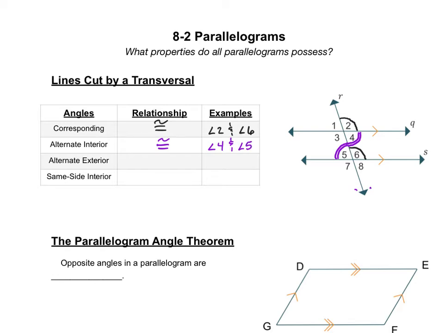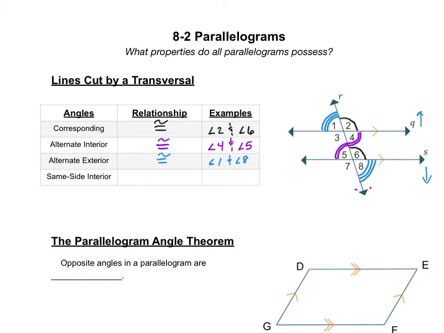Now, alternate exterior. Exterior angles are outside of my two parallel lines. The same term applies for alternate: opposite sides. Angle 1 is an exterior angle, and the alternate exterior angle would be angle 8. Those two are also going to be congruent. So for example, we have angle 1 and angle 8.